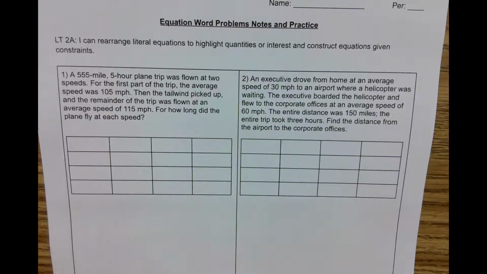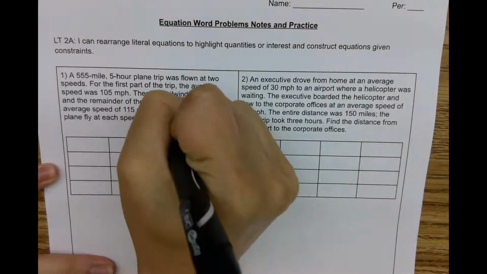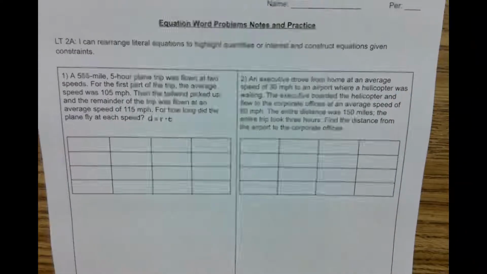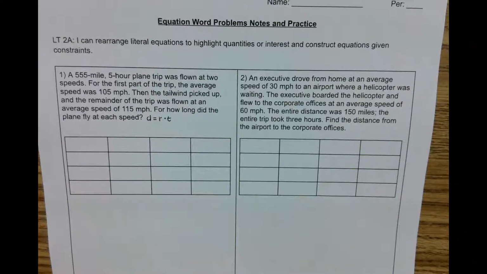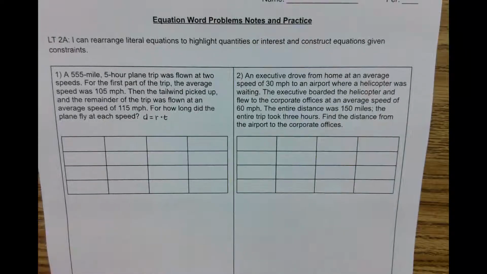This type of equation is a distance problem, and it uses the formula d equals r times t. I'm just going to write the formula here, d equals r times t, or sometimes we just write it as d equals rt. What I'm going to do is use a table here to help me break down all of the information I have.